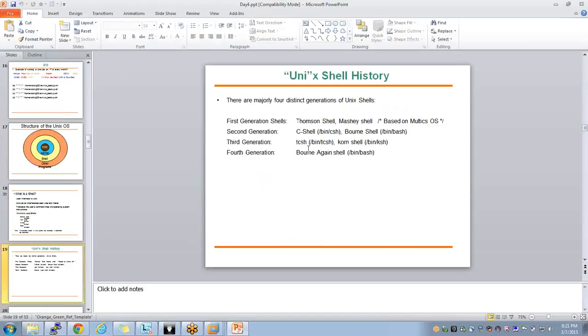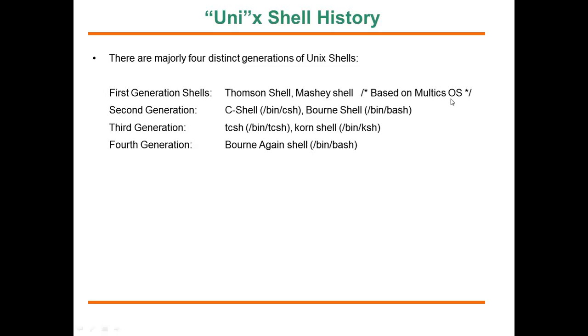If I walk you through a little shell history, if you look at my screen, these are the first generation shells, when the Multics operating system was in the picture. The second generation is referred to as the C shell or the Bourne shell, because this was the same time C came into the picture, so it makes sense that the C shell came as well. The third generation is the Trusted C shell and Korn shell. There were n number of other shells in the picture, but they were not popular; they were just copies of these. The fourth generation is called the Born Again shell, bash.